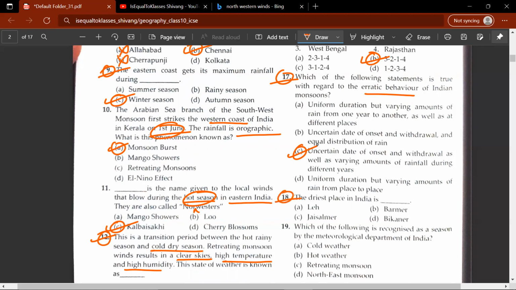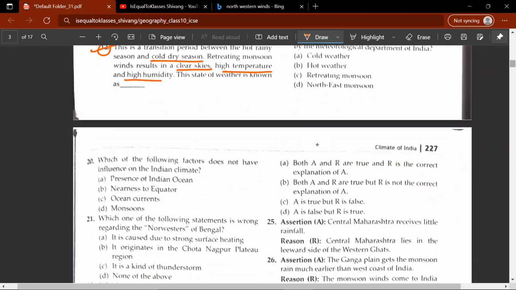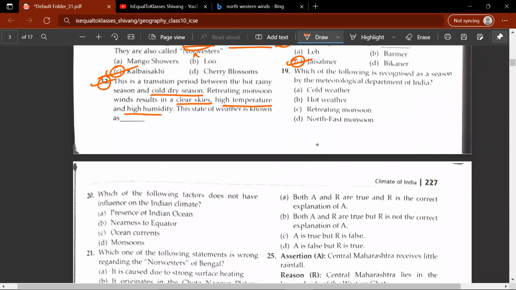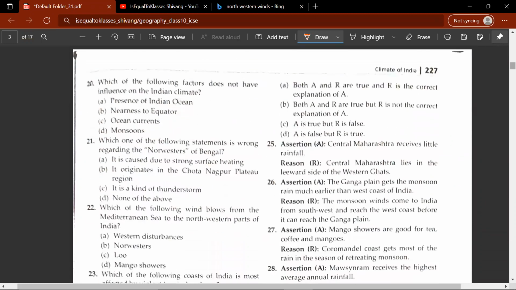18th, the driest place in India is A, B, C, or D. So the correct answer would be C, Jaisalmer. 19th question. Which of the following is recognized as a season by the Meteorological Department of India? So the correct answer would be D, Northeast monsoon. The 20th question. Which of the following factors does not influence the Indian climate? A, B, C, or D? The correct answer would be C, ocean currents.